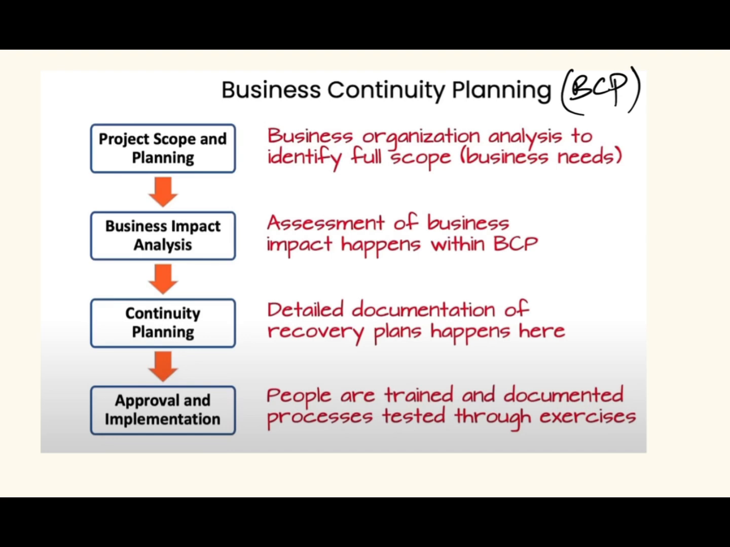The first one is project scope and planning. Business organization analysis to identify the full scope of business needs, right? So, business organization analysis is conducted to determine the full scope, for example, business needs, right? So, understand what areas and processes must be protected. So, project scope and planning, that is the first key phase.